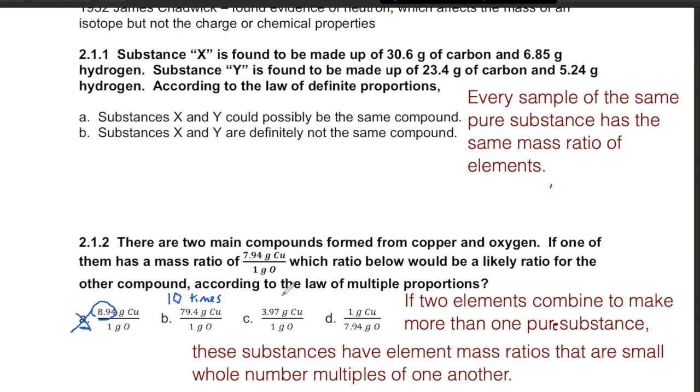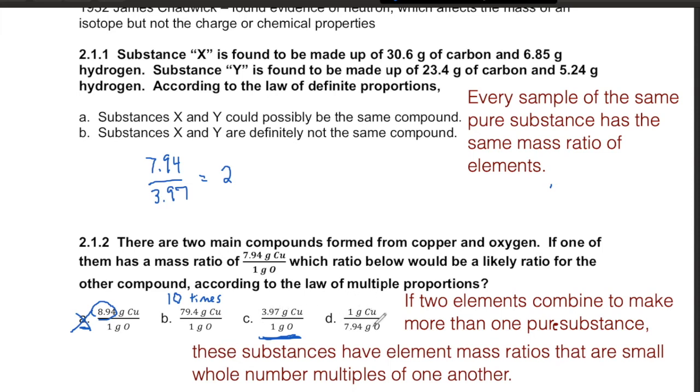3.97 is half of 7.94. You can try dividing one by the other. It comes out to be 2. So the 7.94 is a small whole number multiple of the 3.97. So these are related to each other in a very simple whole number mathematical relationship.